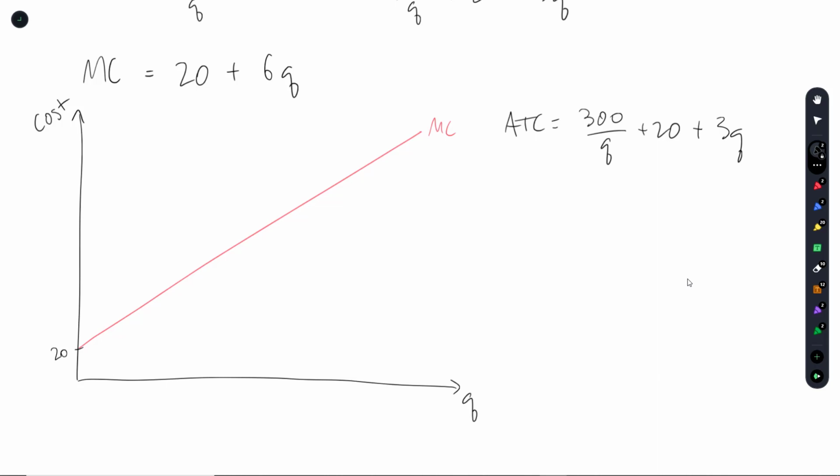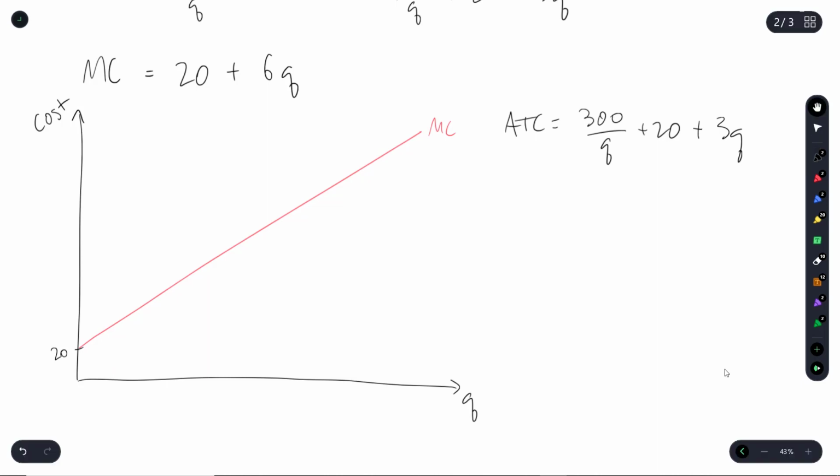The result of this is that it's going to have kind of a U shape, where it starts really high, comes down, crosses over the MC, and then starts to come back up. I don't expect you to be able to draw this perfectly. I certainly don't expect to do that myself, but we can get the right idea and get some of the basic facts right. The main thing is that we get our efficient scale right. That is the point at which ATC is at its lowest. That's also the point where the marginal cost crosses over the average total cost, meaning that MC and ATC are going to be the same.